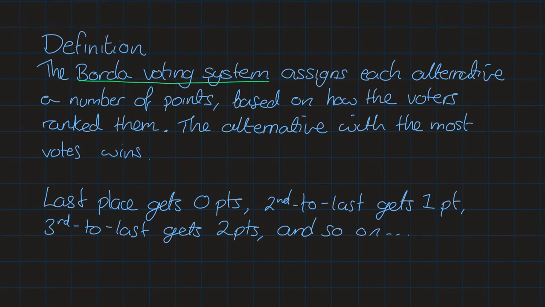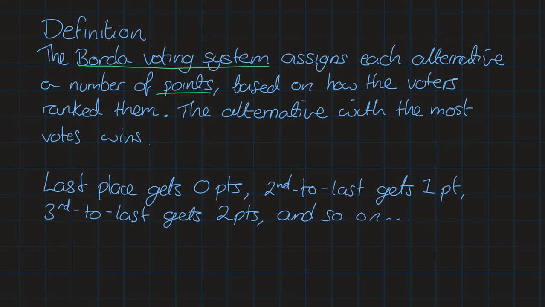So the Borda voting system, the way it works is you assign each alternative a number of points based on how the voters ranked them. And then simply enough, the alternative with the most points wins. And how exactly do you assign the points? Well, last place gets 0 points, second to last place gets 1 point, third to last place gets 2 points, and so on and so on. So it doesn't matter how many alternatives are in the election, last place always gets 0, and then you add 1 for every place above last place.